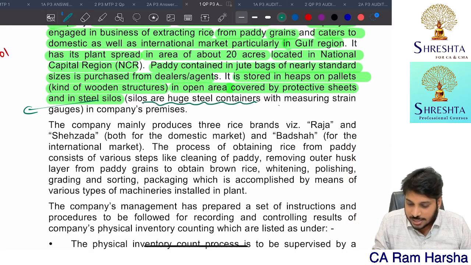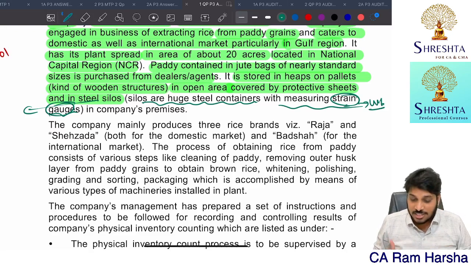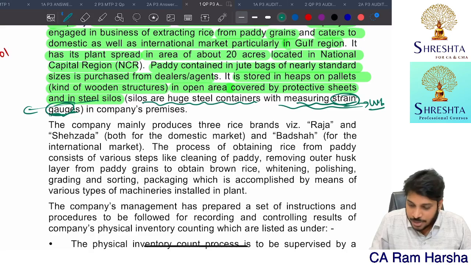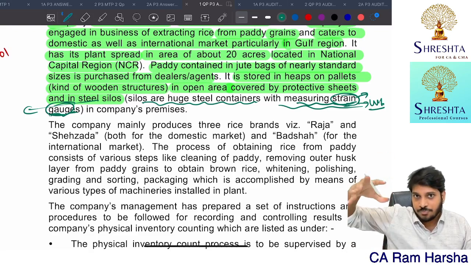Silos are huge steel containers with measuring strain gauges. Strain gauges were there, which can be used to measure. Thank God they are giving this information. If they didn't give this information, it would be very difficult to know what a steel silo is. Strain means it actually measures the pressure in that container.